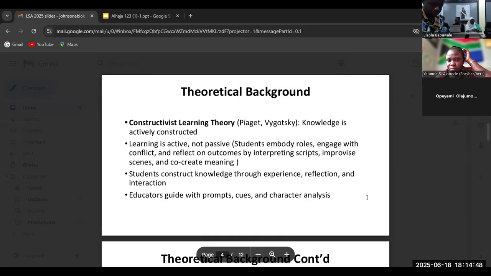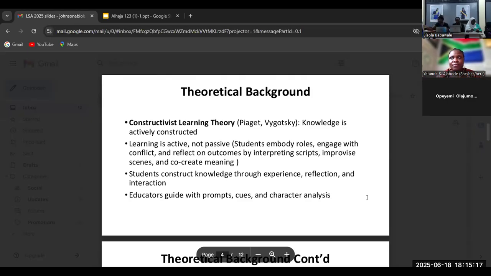For the theoretical background, I'm using the constructivist learning theory by Piaget and Vygotsky, which says that knowledge is actively constructed. It is active and not passive. So here, students embody roles. They engage with conflict and they reflect on the outcomes by interpreting scripts, improvising scenes, and co-creating meaning. Students construct knowledge through experience, through reflection, and also through interaction.